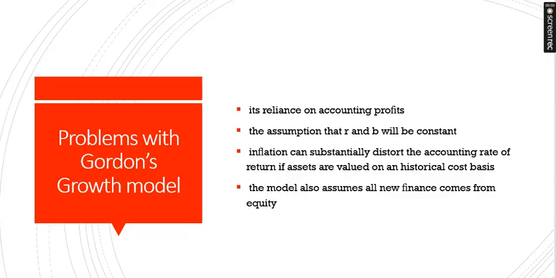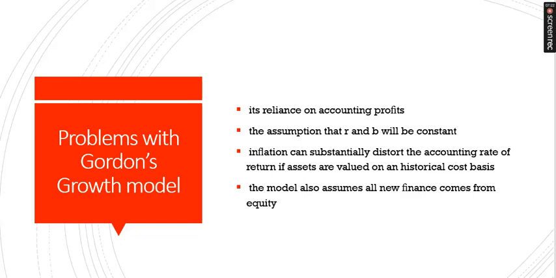The first problem of Gordon's growth is that it relies on accounting profits. So if the profits are wrong, then you give a wrong result. The assumption that R and B will be constant, you see in the question we just did. So the return on equity or return on capital employed, as well as the B, which is earnings retained, will be constant, which is not the case.